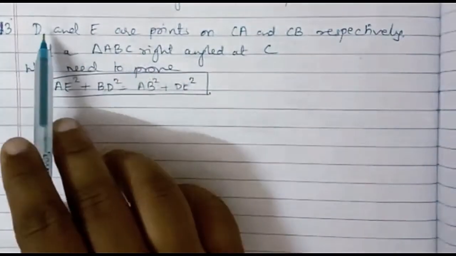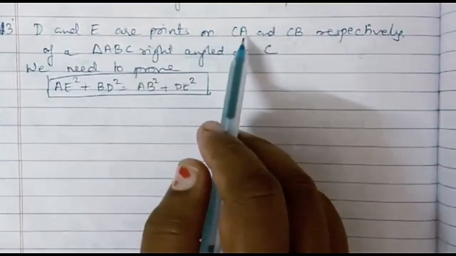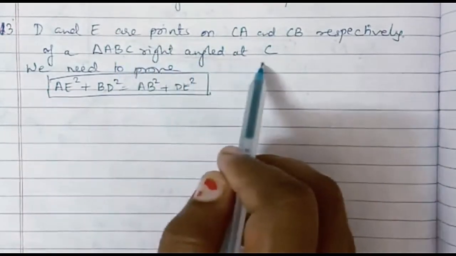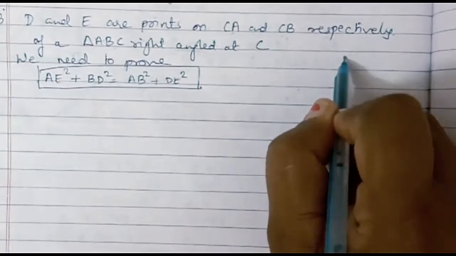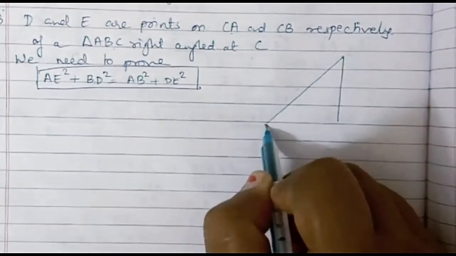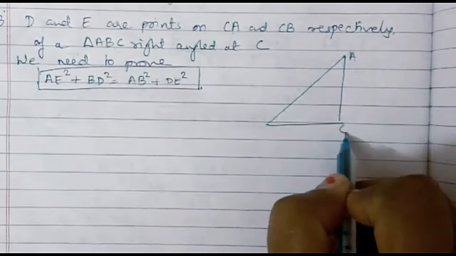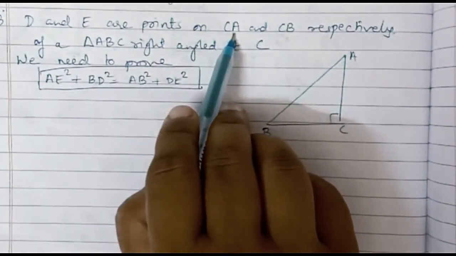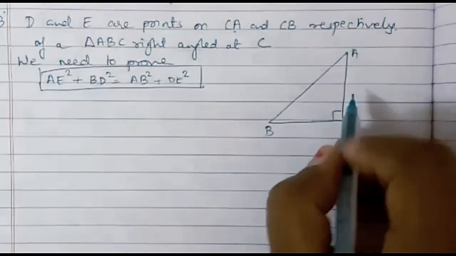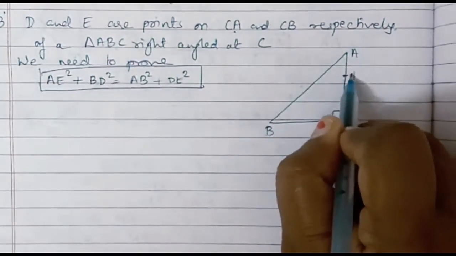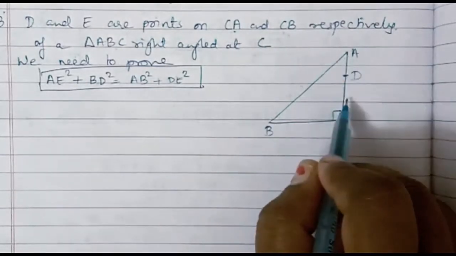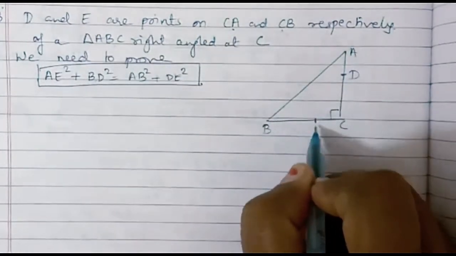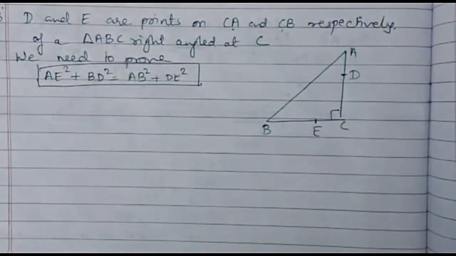Now one new result. D and E are points on CA and CB respectively of triangle ABC, which is right angled at point C. First we will draw the main figure. We have a triangle ABC in which angle C is a right angle, right? Also we have a point on side CA. Wherever you want, you can take point D. It's not given that D is the midpoint of CA. In the same way, CB has one more point, that is E.